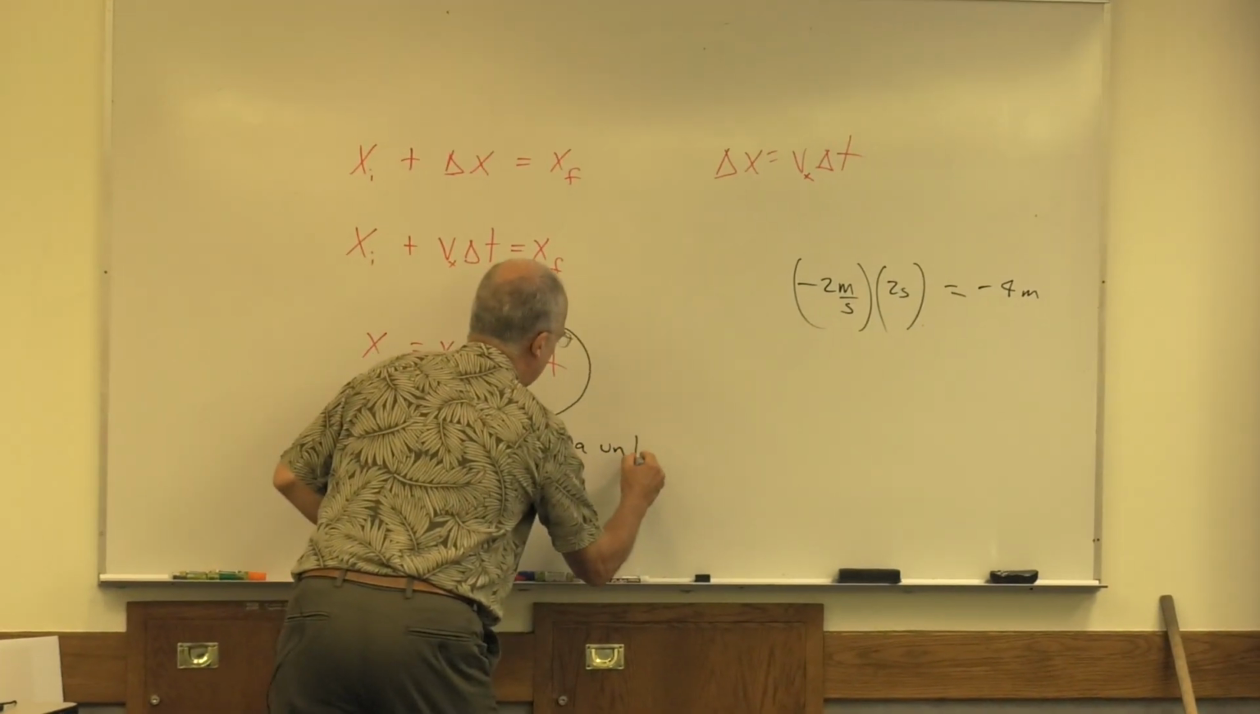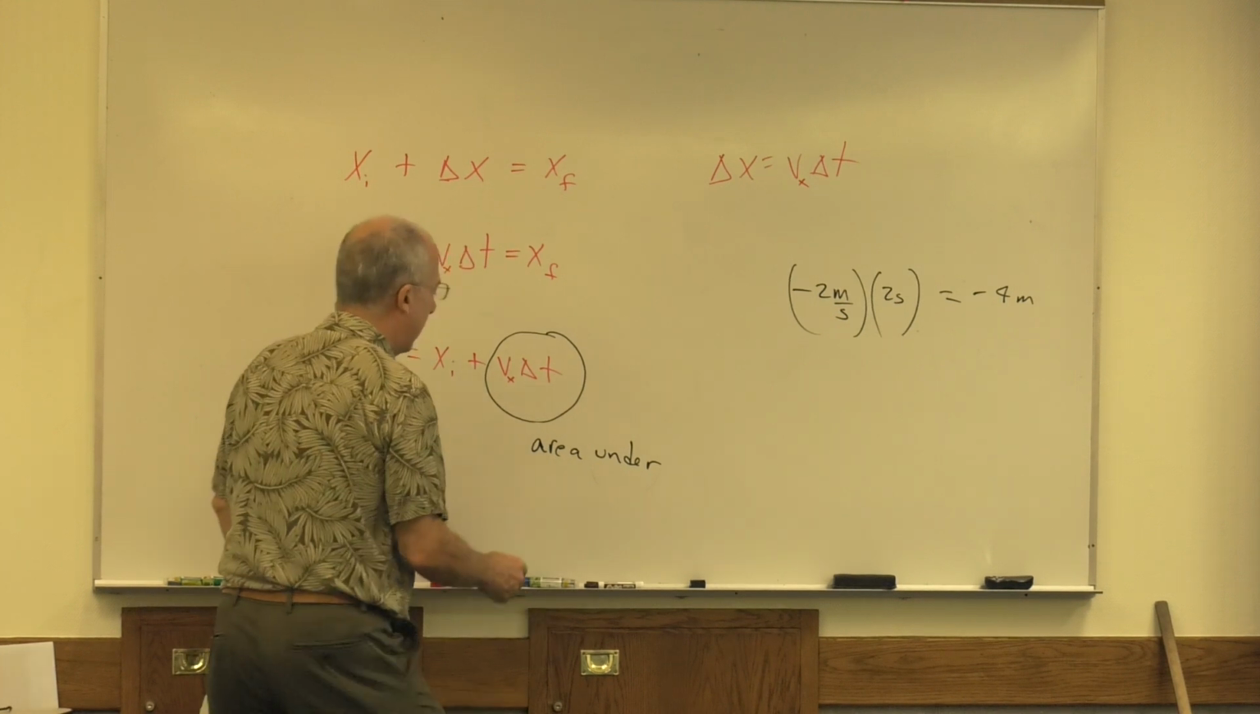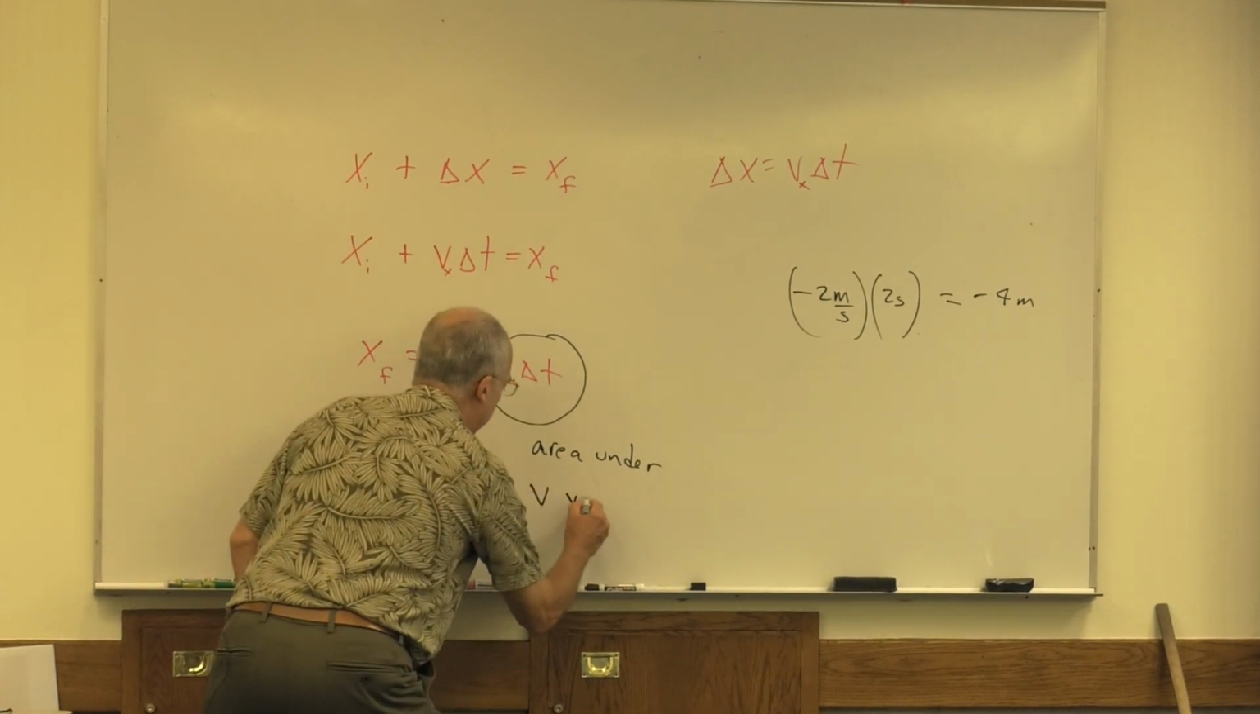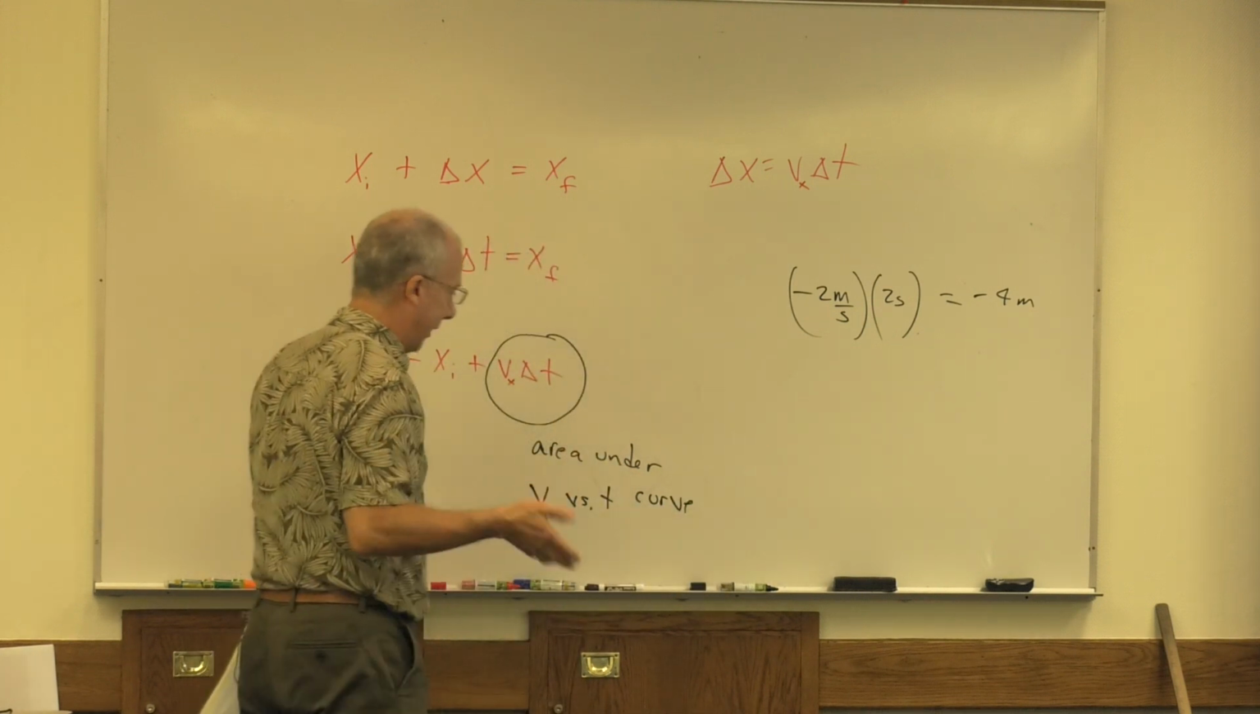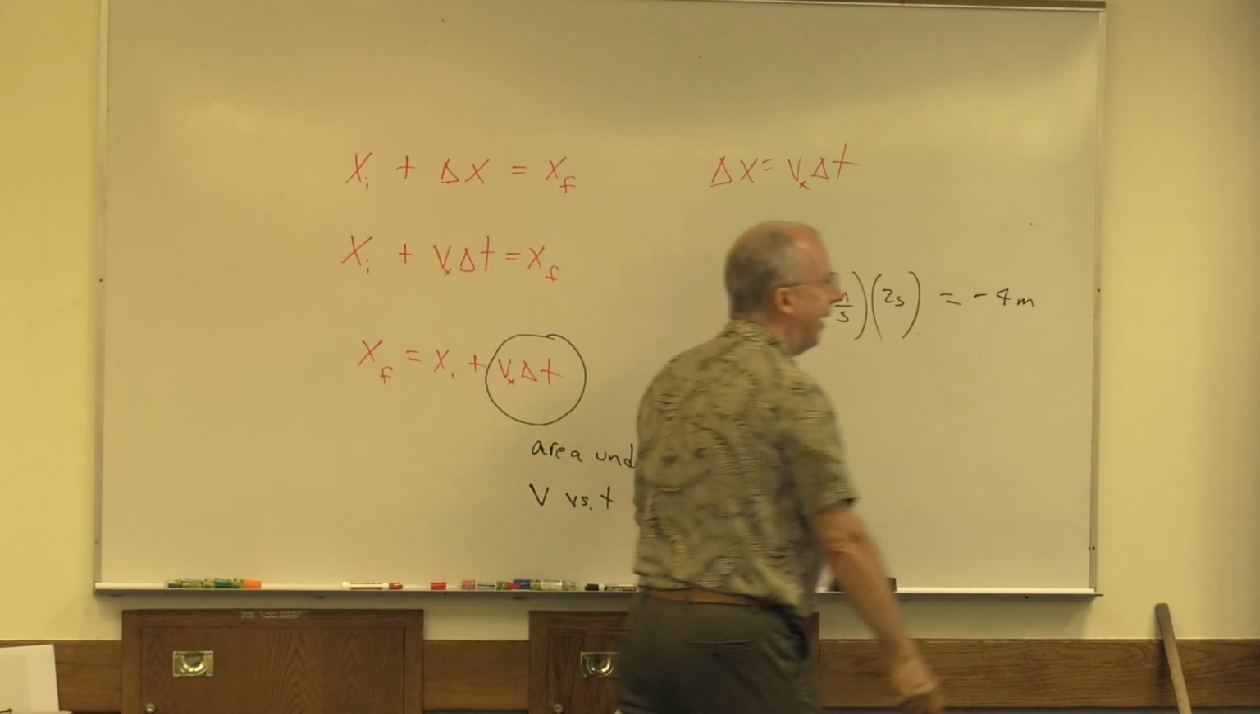But you've got to be careful. You can't really just say area under the curve. You've got to say area under the velocity versus time curve. You've got to specify that. You can't be lazy like me.